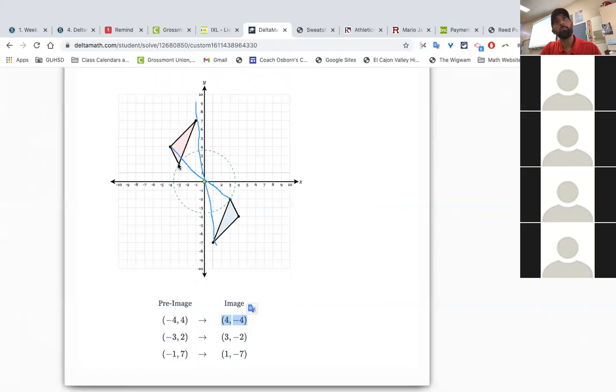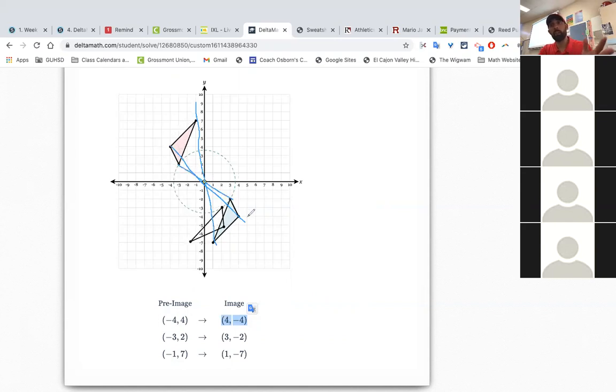And then this point, oh, sorry, I drew the wrong line. My bad. I meant to go from here all the way to there. Okay, and then this one goes straight from there to there.